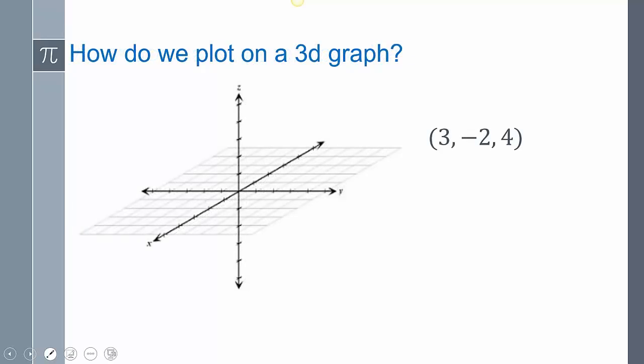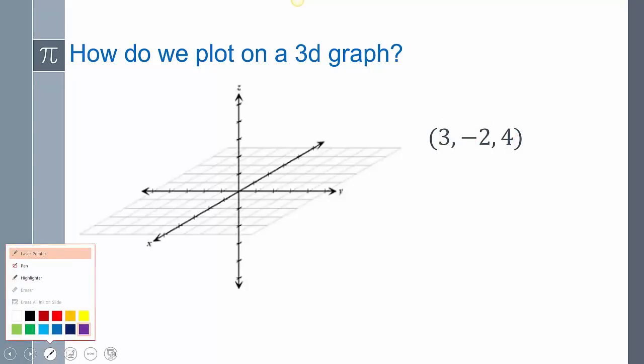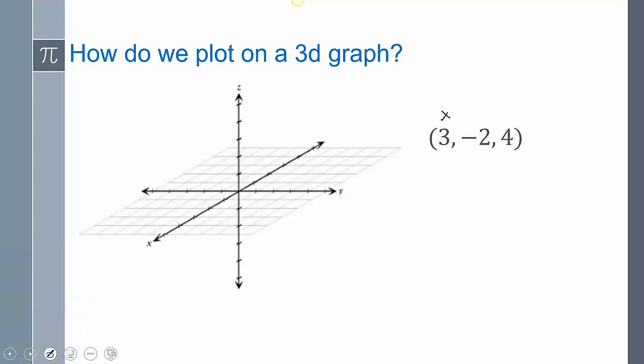So let's plot this. We have the point 3, -2, and then 4. That means this is my x, this is my y, this is going to be my z. So 3 along the x, 1, 2, 3. -2 along the y, 1, 2. And then 4 along the z.